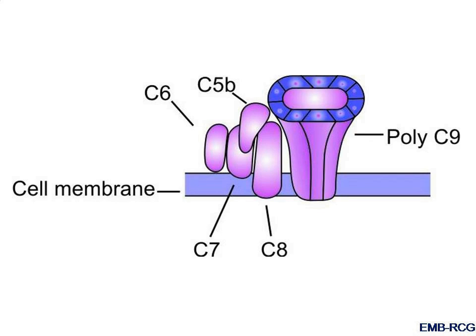So this is the cell membrane of the target bacterial cell. This complex of C5b, C6, C7 and C8 is first inserted in the cell membrane of the target cell. Then several molecules of C9 are attracted. They also get inserted in the cell membrane. And these C9 molecules are polymerized to form a tubular structure which is inserted in the cell membrane of the bacterial cell, and the contents of the bacterial cell leak out through this pore and the bacterial cell is destroyed.